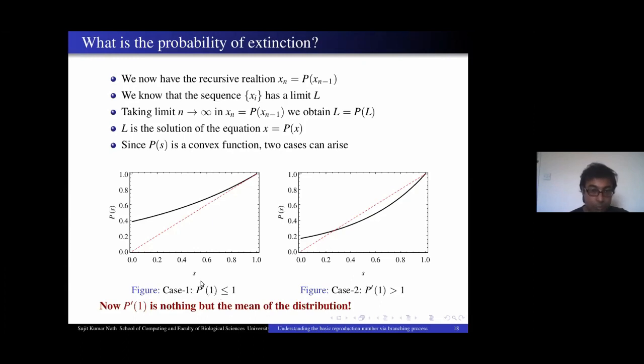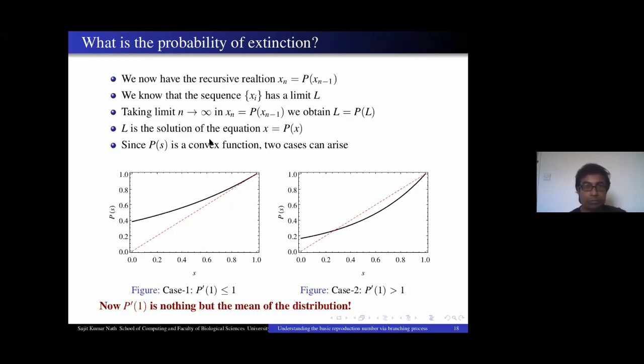And the most important thing here is to notice that just by looking at the average number of offsprings produced at the first generation, we can make a big conclusion whether a species will go extinct or not, whether a species will go extinct with probability 1 or not. So this generating function of the first generation tells us a lot about the branching process.